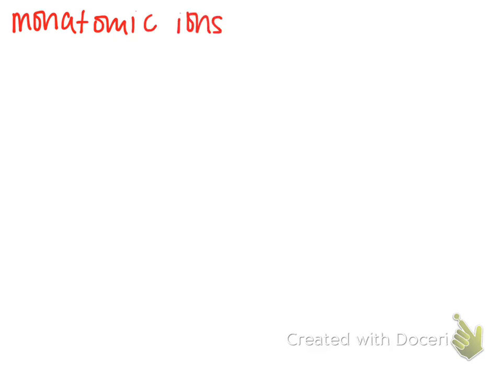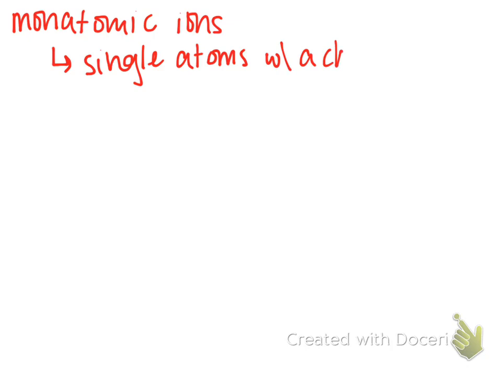Monatomic ions are really easy to name because how many atoms are usually in a monatomic ion? How many atoms would you guess? These are single atoms with a charge. That's all monatomic ions are. They're single atoms with a charge, and naming them is really, really easy.